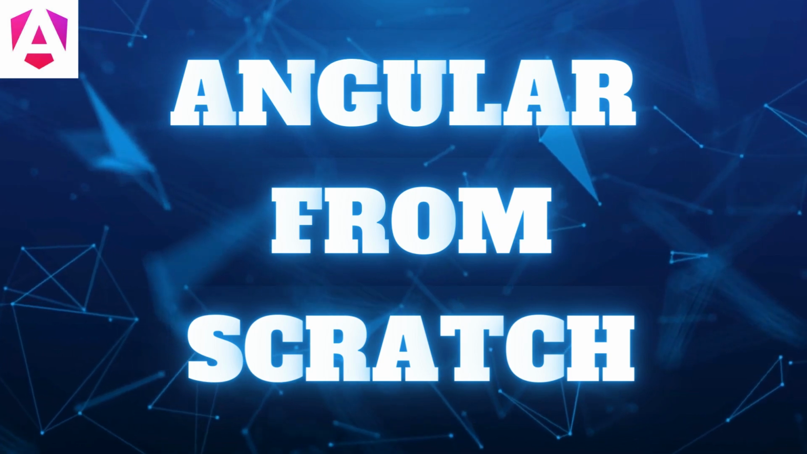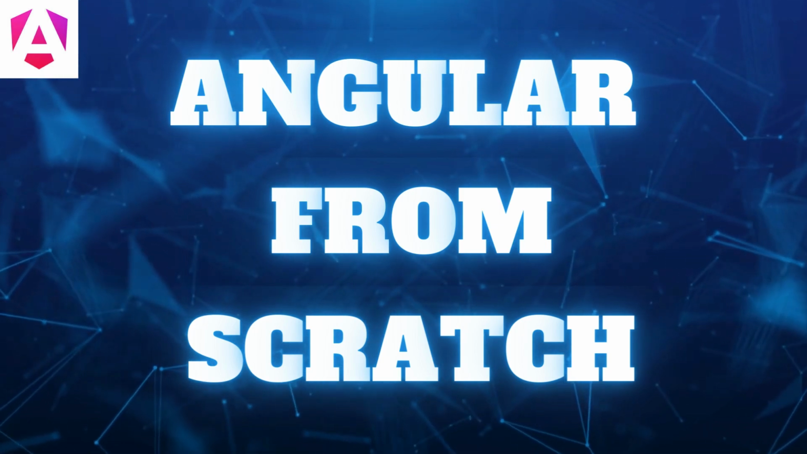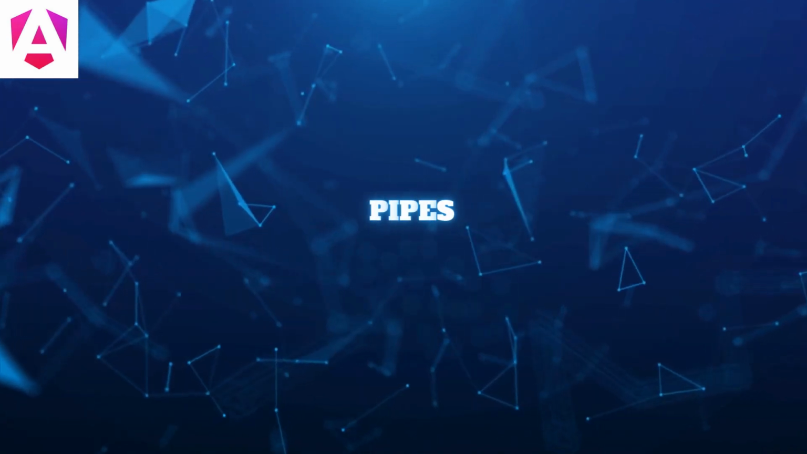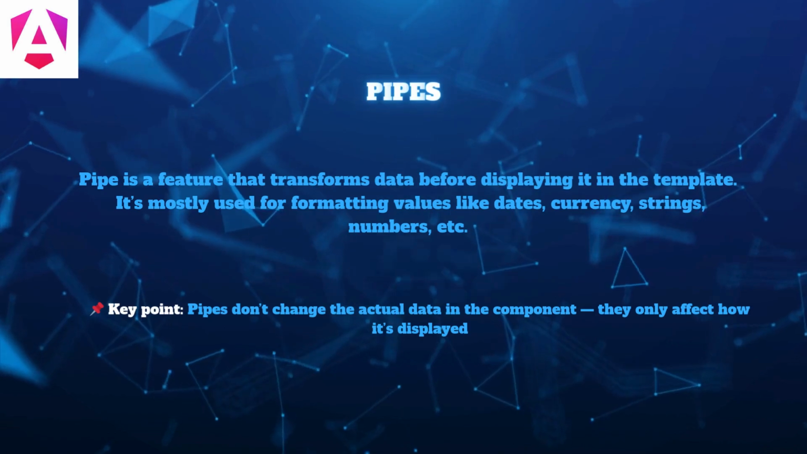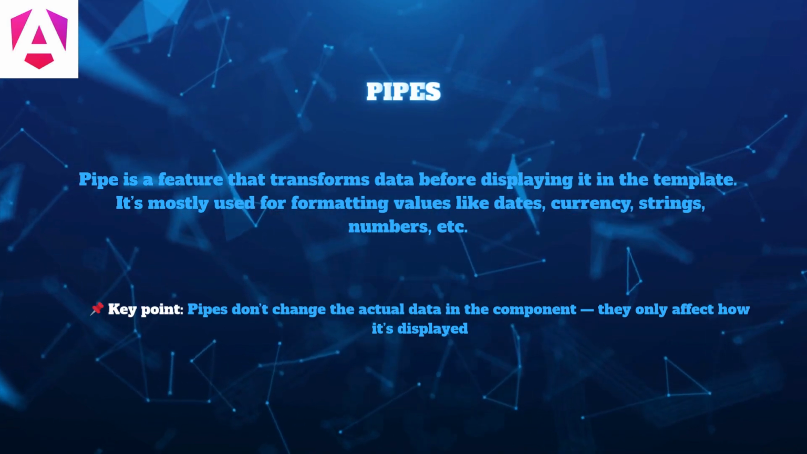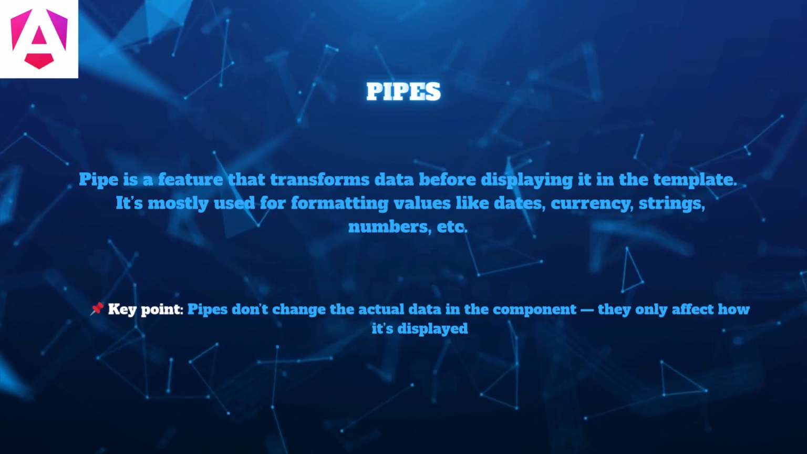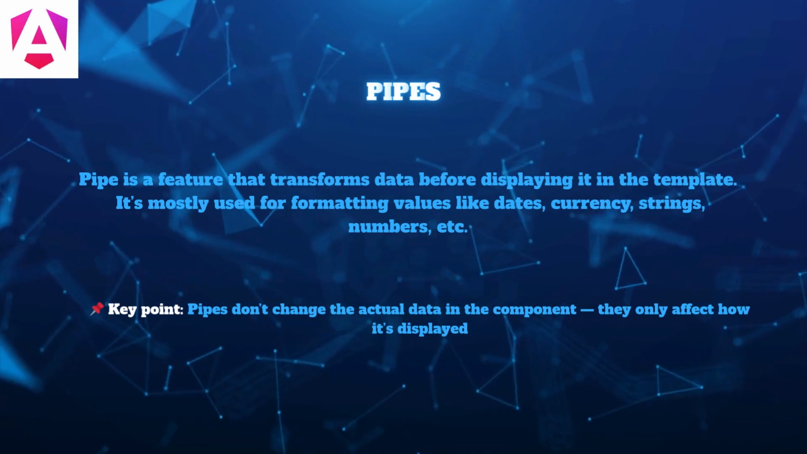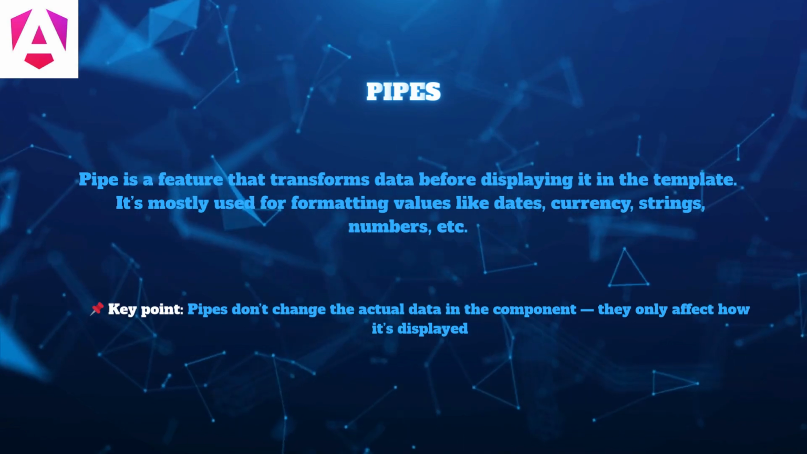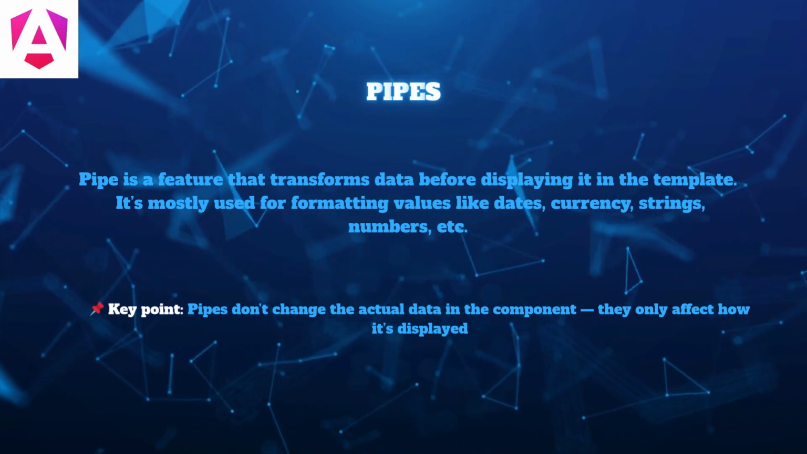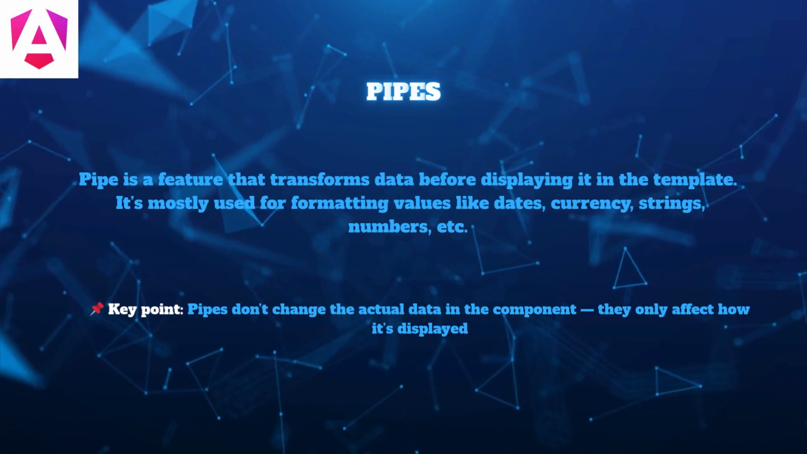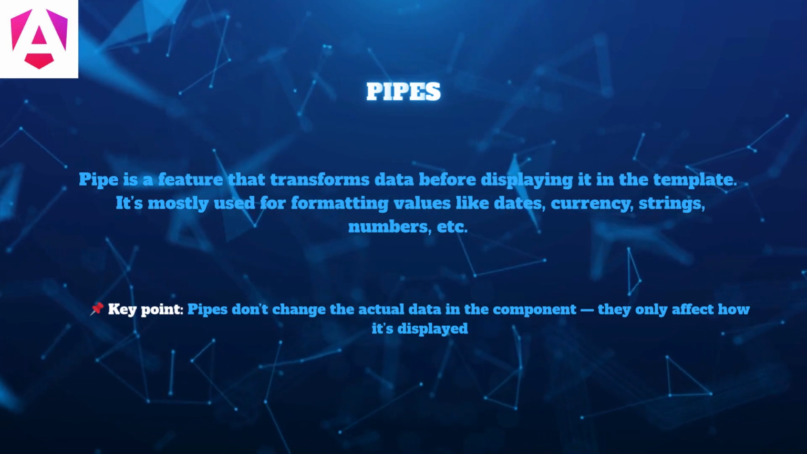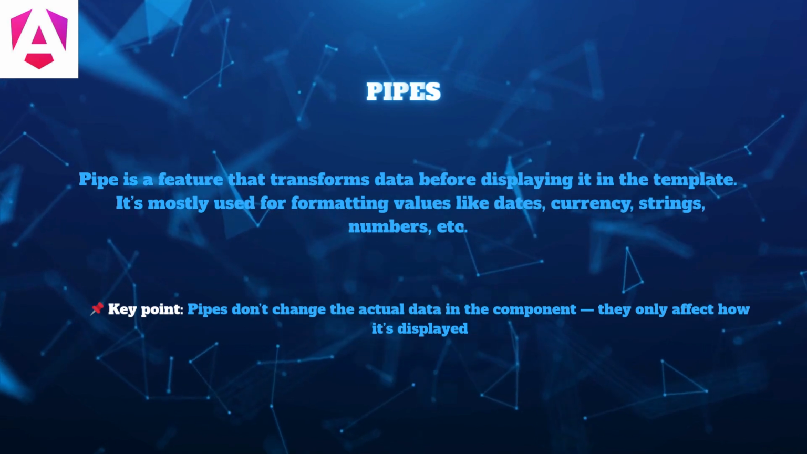So in the last video, we covered directives in Angular, and now we will learn how pipes work in Angular. Pipes and directives are quite similar, but they serve different purposes. Directives are used to manipulate the DOM or the UI elements, but a pipe is majorly used to manipulate the data before showing it or rendering it on the UI. So it transforms data before displaying it in the template.